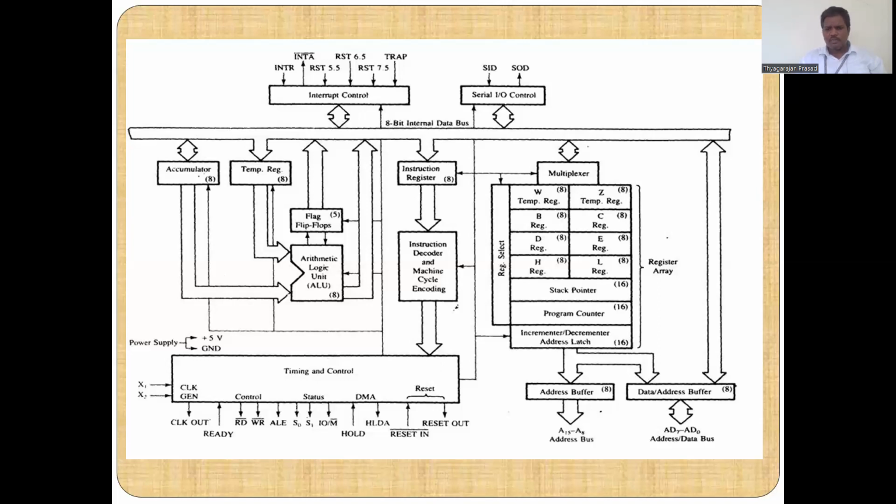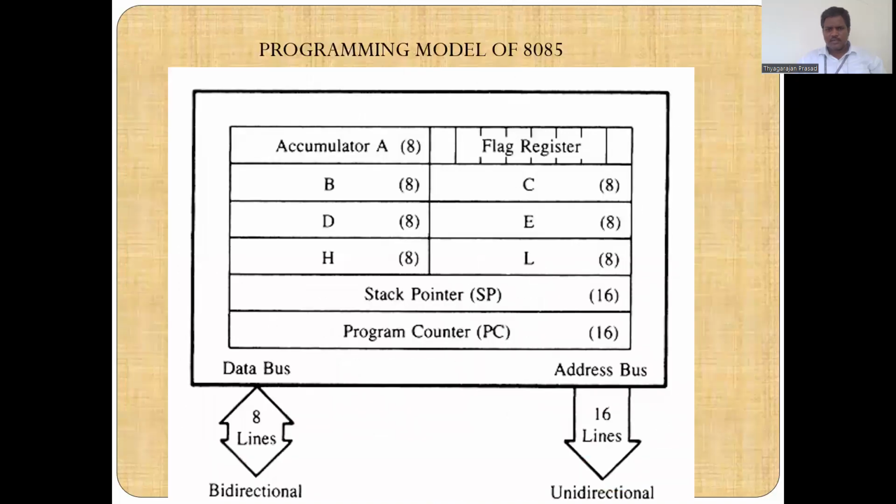There is the address buffer and the data address buffer. The address buffer consists of 16 lines. The data address buffer has 8 lines. Here are the programming modes of the 8085.